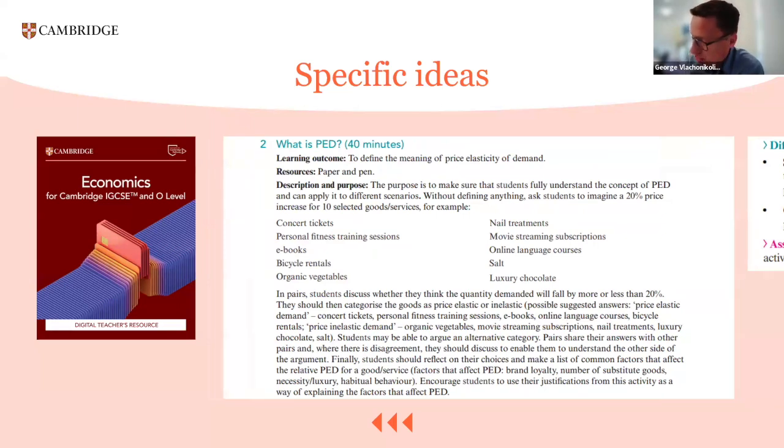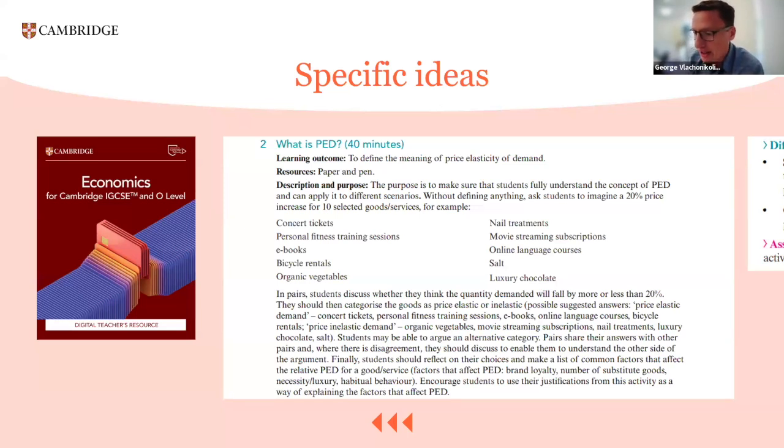So this one here is about price elasticity of demand. This would be 2.6.1 on the specification. I'm sure all of you have your own ideas for teaching price elasticity of demand, but this is another one to add to your repertoire. And here I'm giving 10 selected goods and services, but again, these are 10 selected by George, and you should feel that you have permission to change those goods and services to meet your particular contexts.